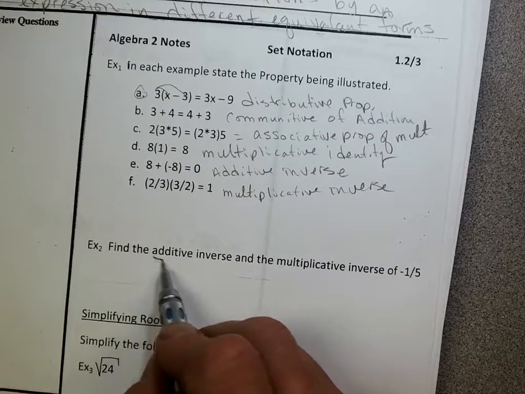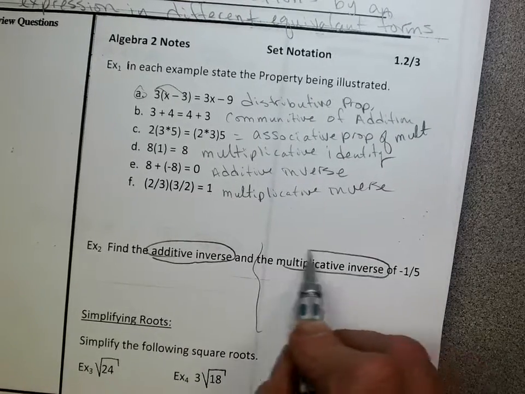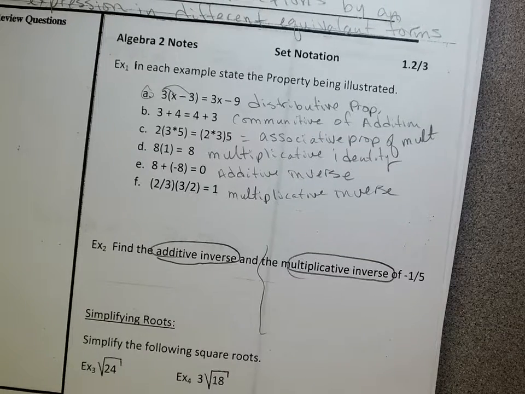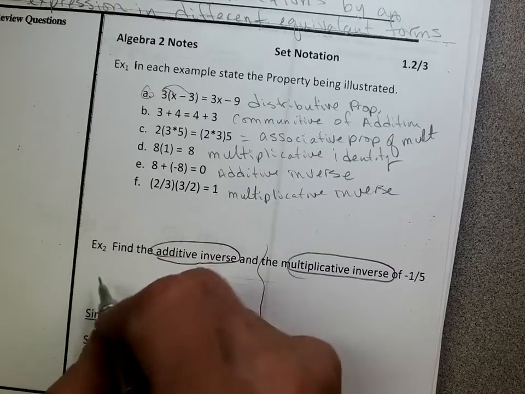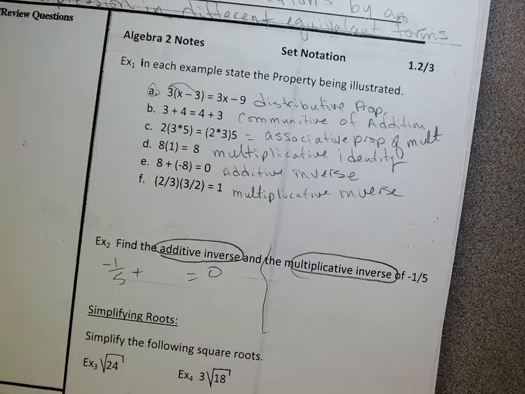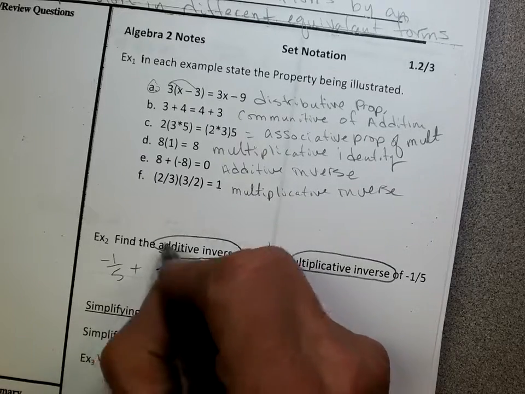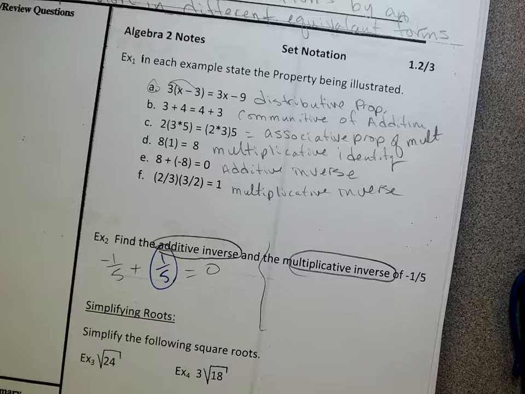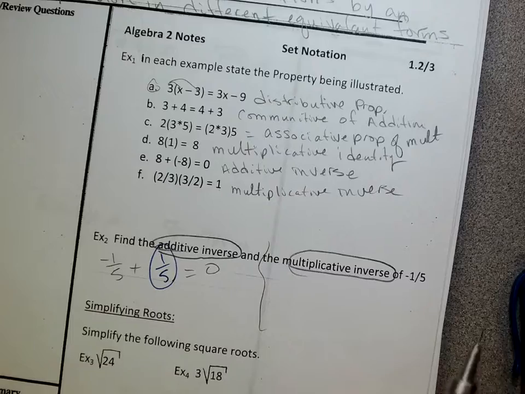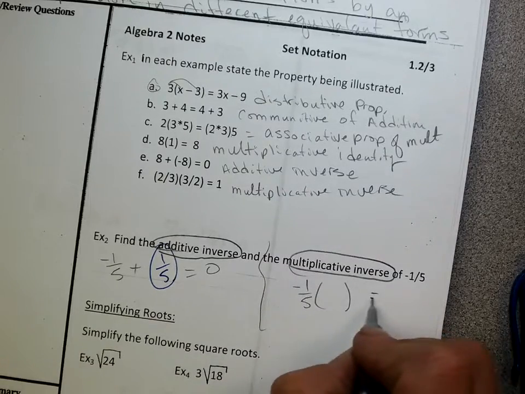2 questions. First of all, the additive inverse, and then we'll do the multiplicative inverse, okay? So to do the additive inverse, I've got a negative 1/5 plus what would make the whole thing equal to 0? 1/5, that's it. It's really that easy. So 1/5 is the additive inverse. When you add it to the negative 1/5, you get 0.